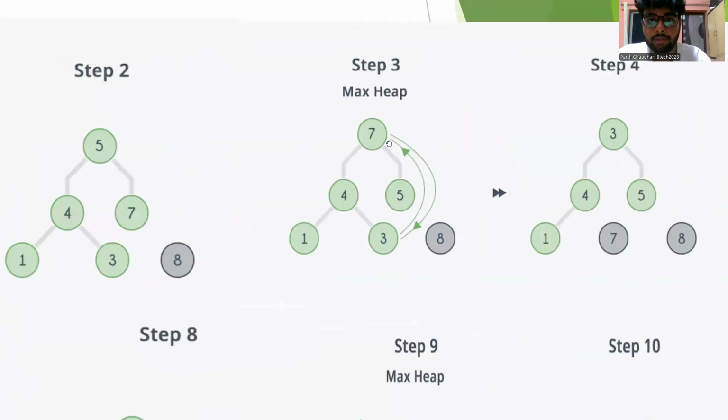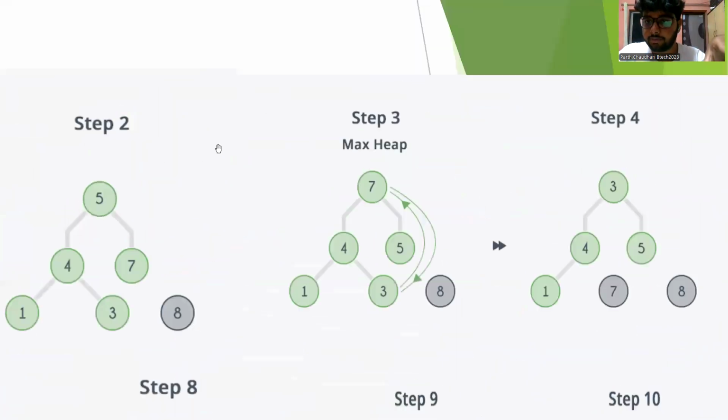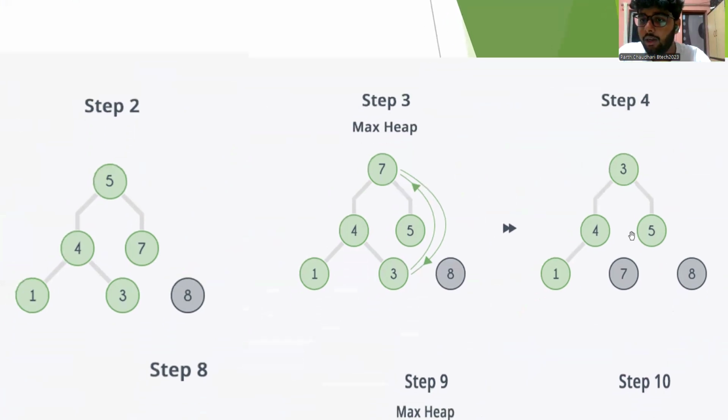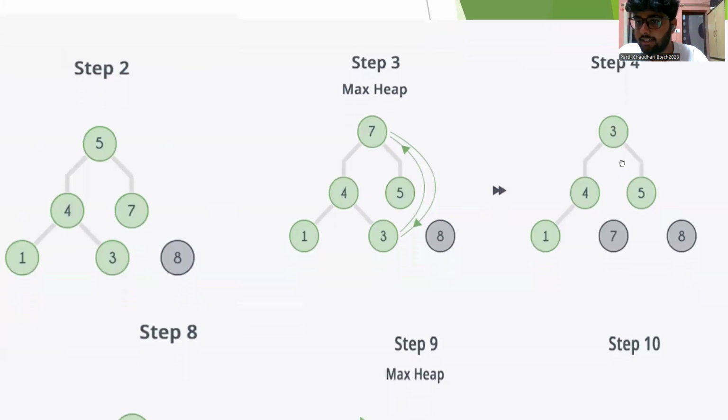Okay, sorry, we have a max heap here. We have 7, the topmost. We put 7 into the sorted array and we replace it with 3, which is the bottom rightest element of the binary tree. Now again, we have a new binary tree, but again, this is not a max heap. Why? Because again, the parent element should be larger than the children element.